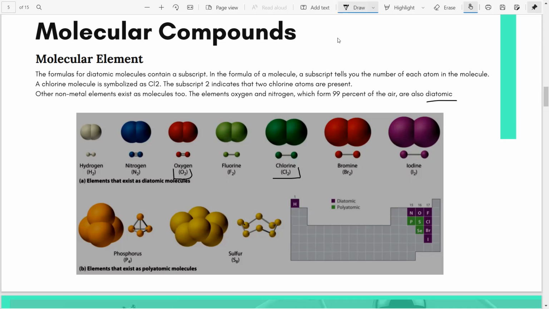And apart from that, as you can see, there are various other ones. So hydrogen, nitrogen, fluorine, bromine, iodine, all exist primarily as diatomic molecules. So they're always hanging out in pairs and are connected through the sharing of electrons. They each are sharing a pair of electrons between themselves.